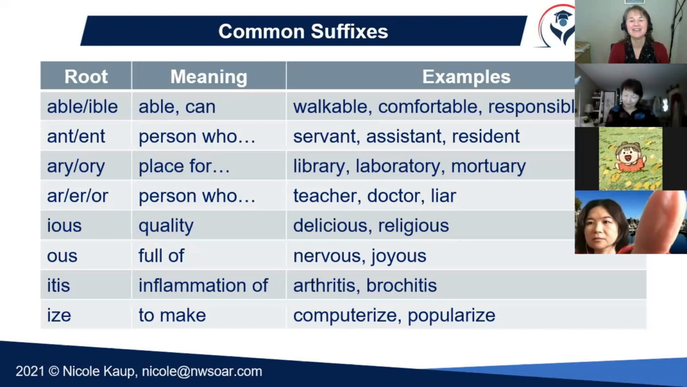Okay, IOUS is a quality. So delicious, religious, nutritious, something that describes how something is. OUS is something that is full of, nervous, joyous. I'm full of nerves, I'm nervous, or I'm full of joy.